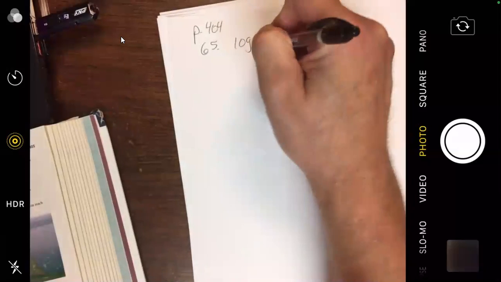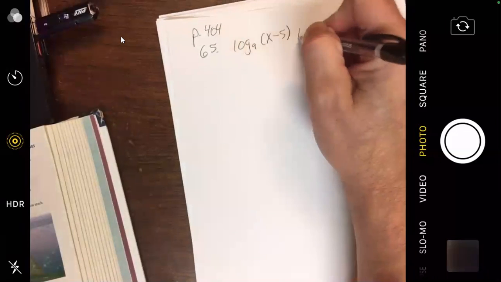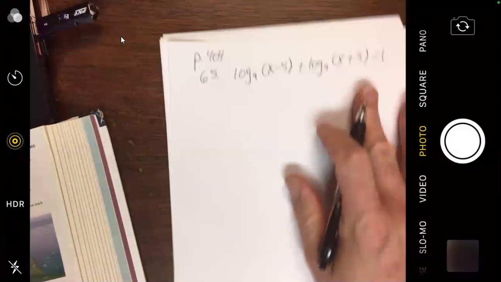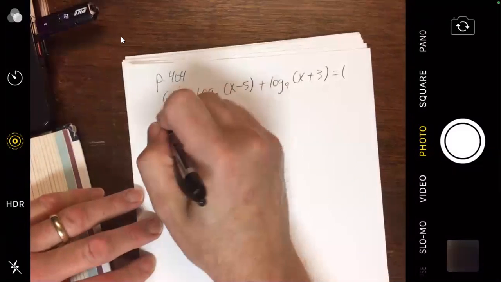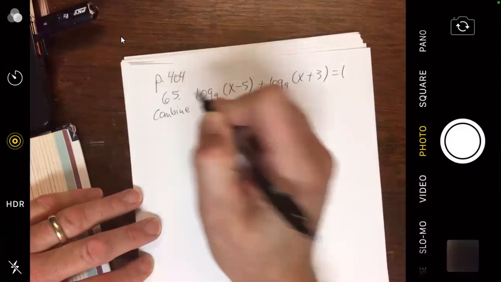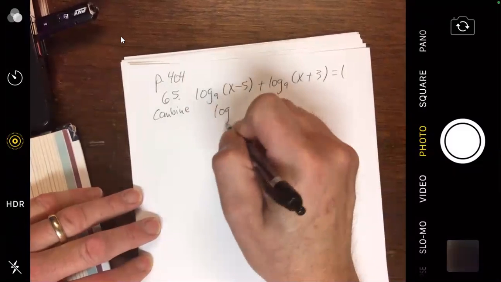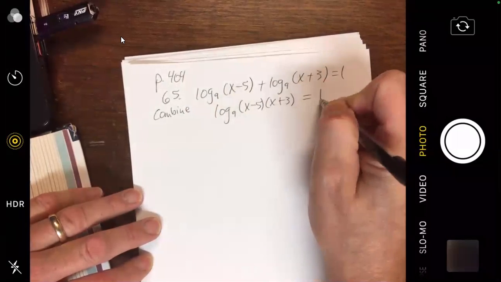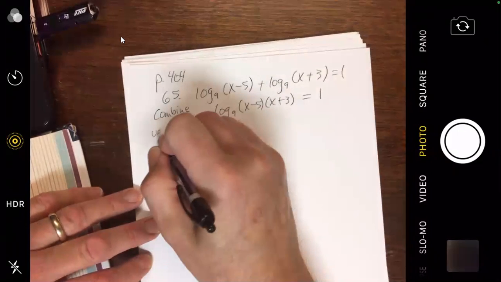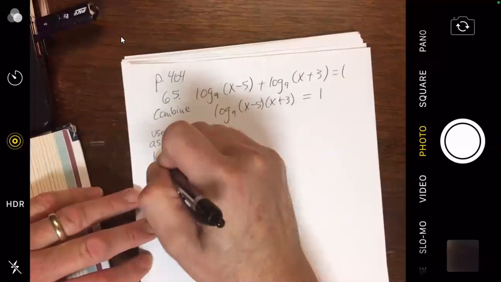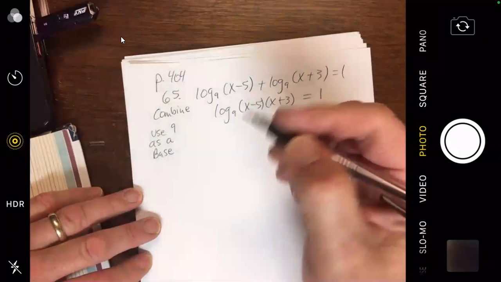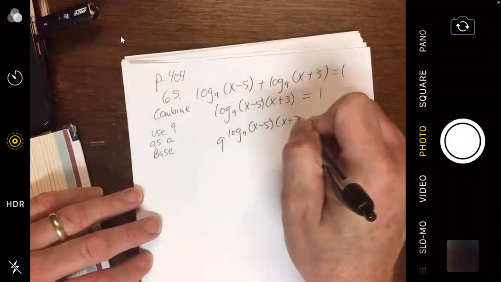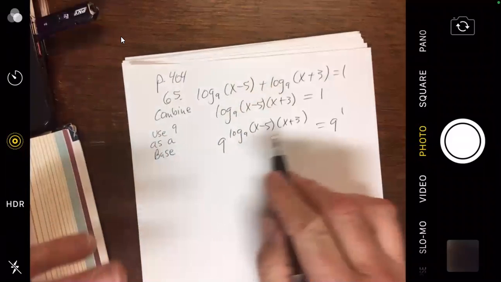Log base 9 of x minus 5, log base 9 of x plus 3 comes up 1. We can combine. This will give us log base 9 of x minus 5 times x plus 3 equals 1. Use 9 as a base. 9 to the log base 9 of x minus 5, x plus 3, equals 9 to the 1. This is why you got to do both sides.